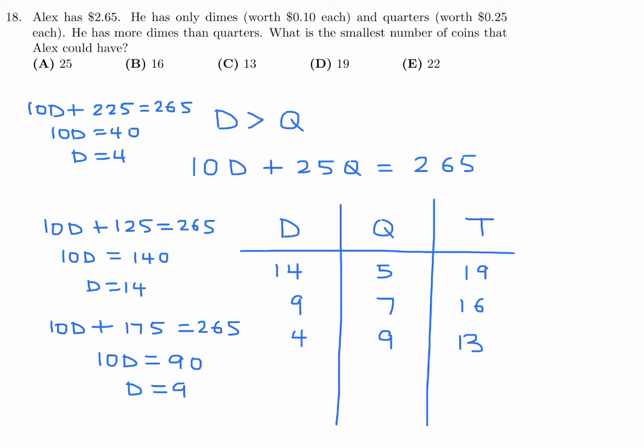That's smaller. But here's the thing: D has to be greater than Q. So this is invalid since D is not greater than Q. So the only one that we can choose is this one. So the smallest number of coins is 16. So number 18, the answer is B.